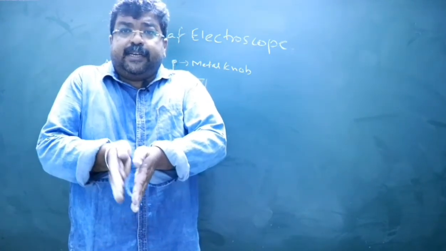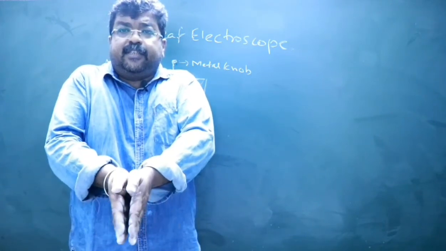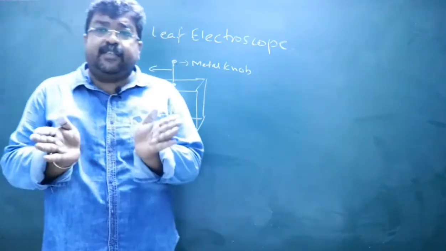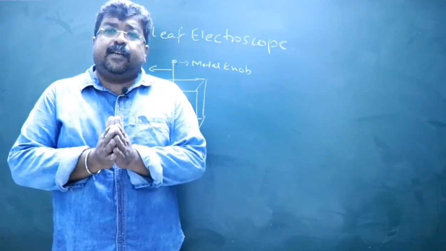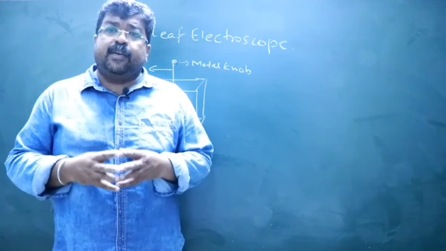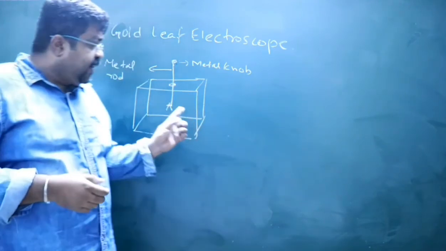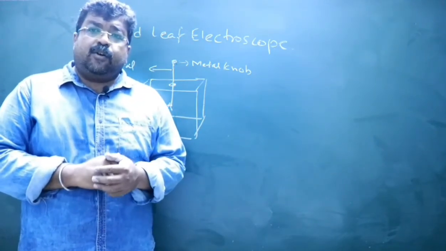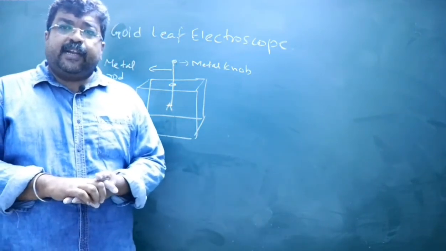The greater the amount of charge, the greater will be the repulsion and the greater the divergence. The more charges go to the leaves, the greater will be the divergence. So from the amount of divergence, we can compare the amount of charge on a given body. This is the purpose of a gold leaf electroscope, and the principle is that the divergence of the gold leaf is proportional to the amount of charge on the charged body. This is the main idea of the gold leaf electroscope.